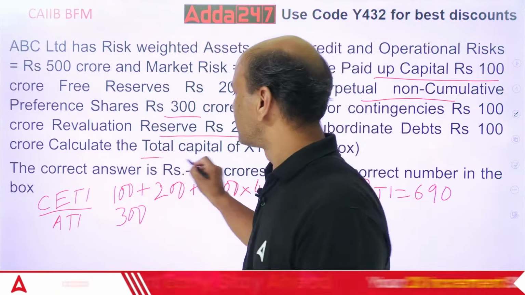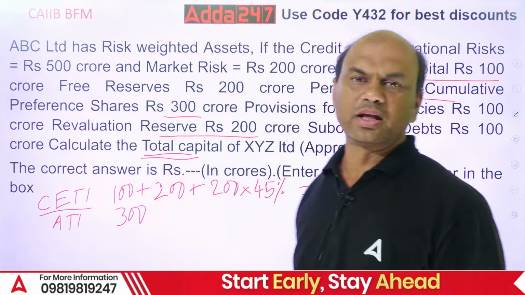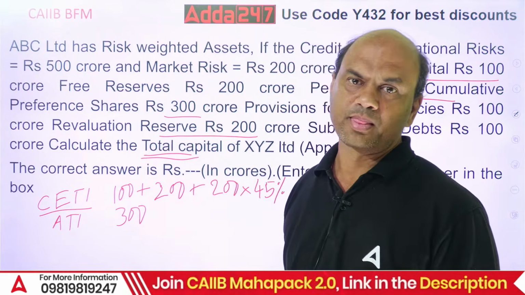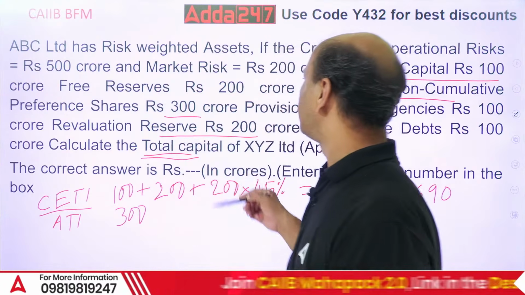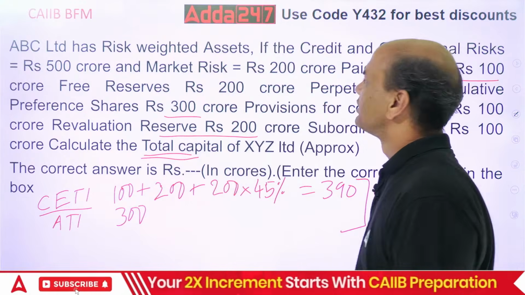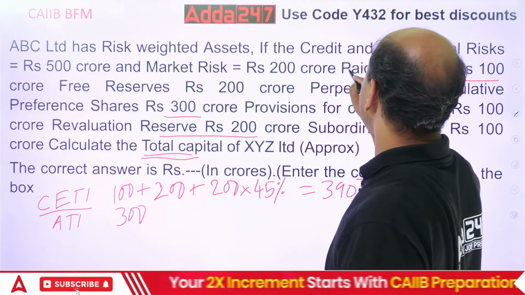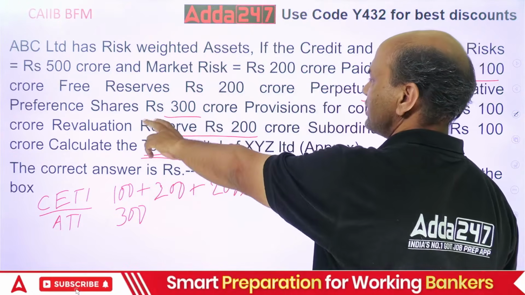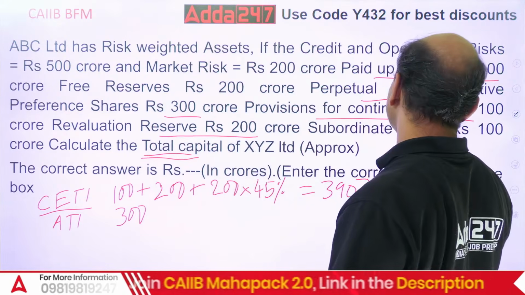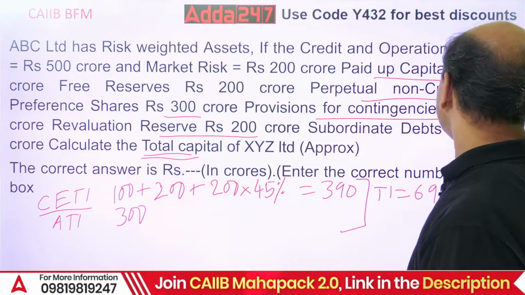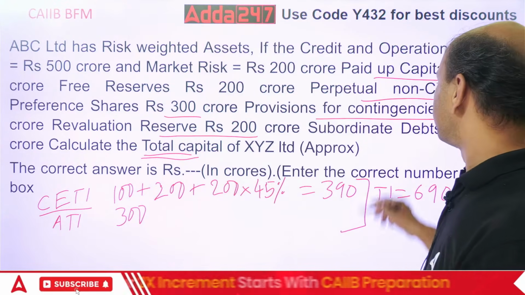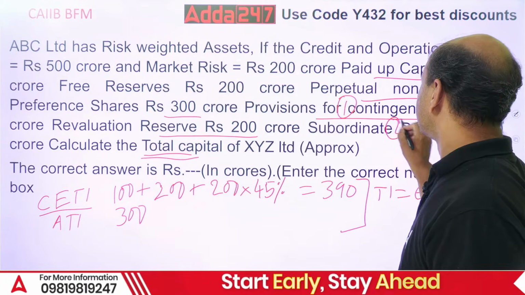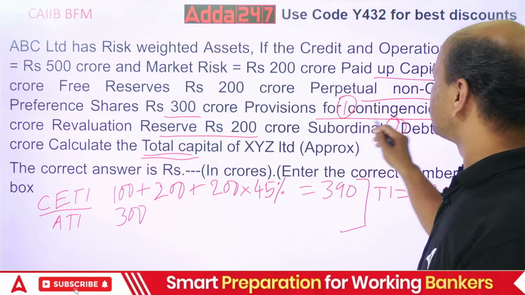You want total capital. So Tier 1 is this, 690. Now Tier 2. Tier 2 will include all the remaining elements. Whatever is gone, leave it. Paid up capital gone, reserves gone, perpetual non-cumulative preference share gone. Provision for contingencies is remaining, 100 crore, that is one. The second remaining is subordinate debt. So these two are remaining.